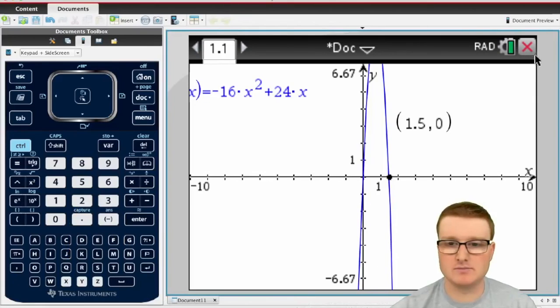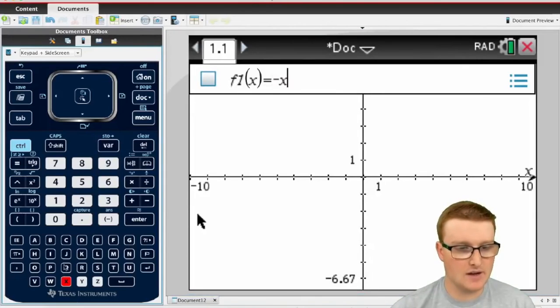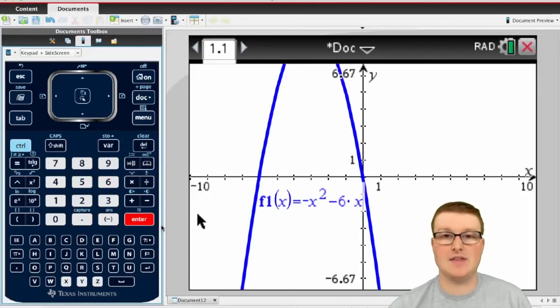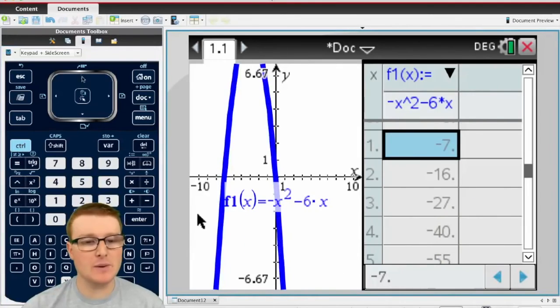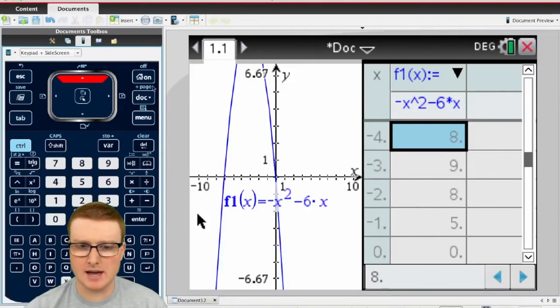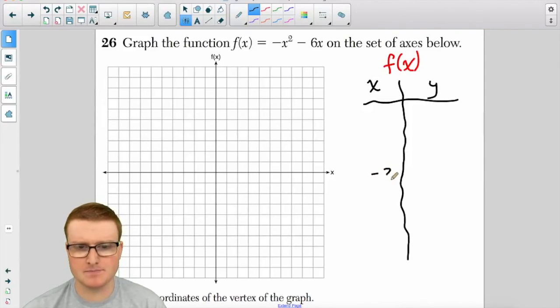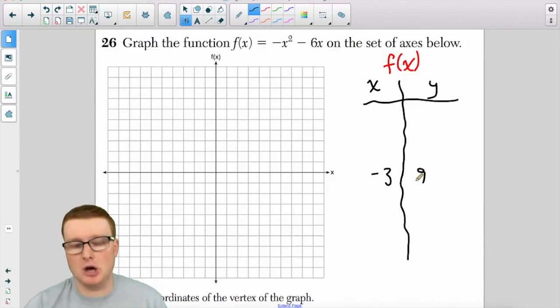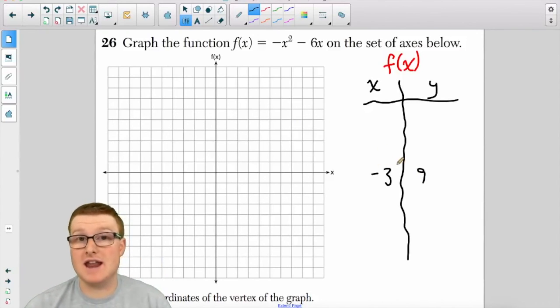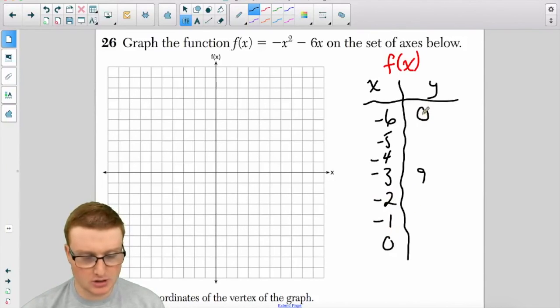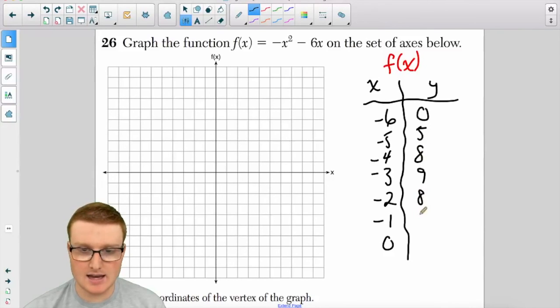Go to my calculator page. Okay, graph negative x squared minus 6x. Got that. All right, Control T. Find where your vertex is, because that's where you start all the time. The vertex is negative 3, 9. So what I always do personally is put the vertex in the middle, like that, and go 3 above, 3 below. So 3 above the negative 3 on the chart is negative 4, negative 5, negative 6. And below is negative 2, negative 1, 0. And these coordinates are 0, 5, and 8, 9, 8, 5, 0.